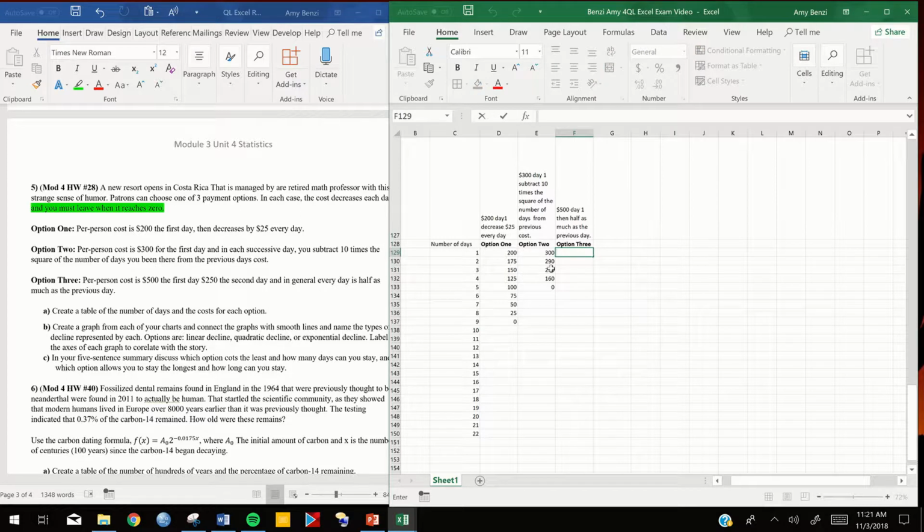All right, option 3. I need my equal sign. We start out at $500 for the first day, and then it decreases by half each day. So that's going to be $500 for the first day. And then the second day is going to be 500 divided by 2, half of. You can either say divided by 2 or times 0.5. If you realize that those are the same thing, half of, either way you'll get the same answers. I didn't need to use my days because it's just half of the previous day.